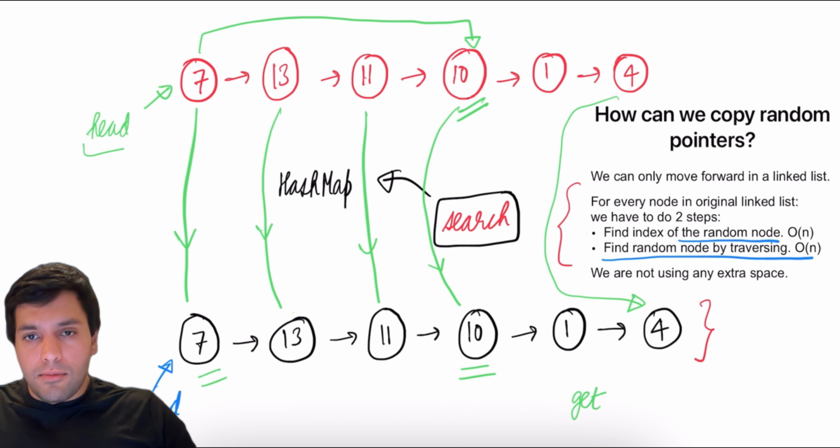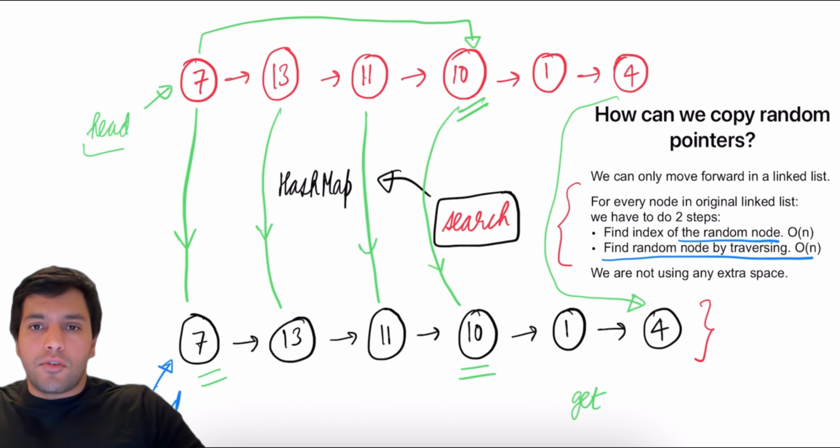And if the random node is null, we simply don't do anything, and this way we can copy our random pointers correctly and we will be done. This will make more sense as we write the code for this approach. Before writing code, let's also have a look at the O of n time complexity approach using constant space.